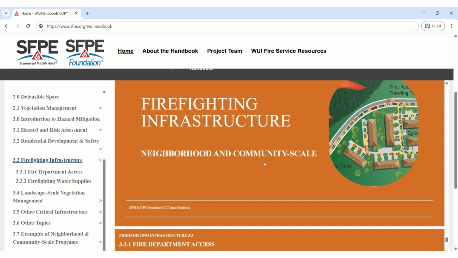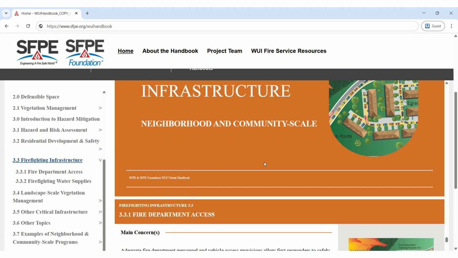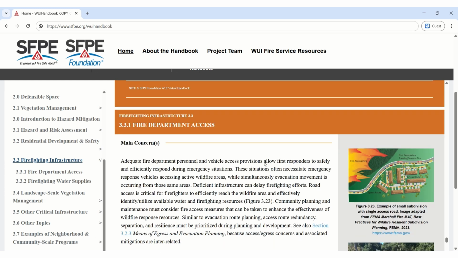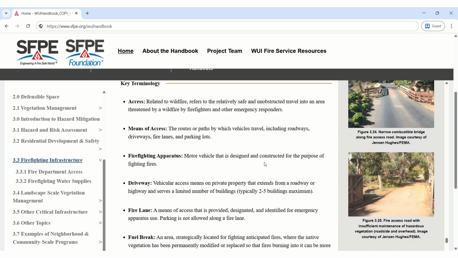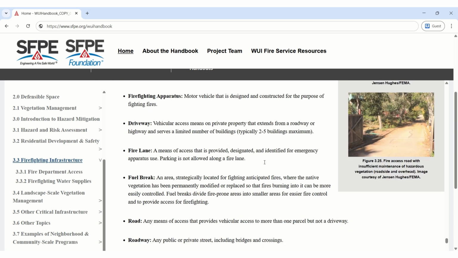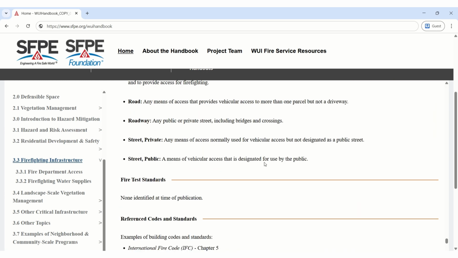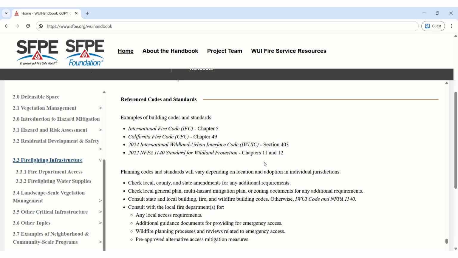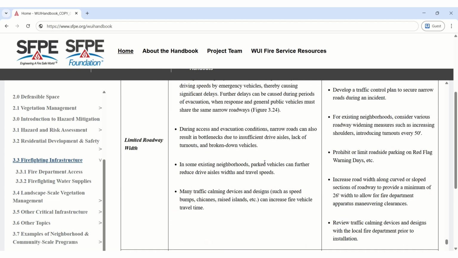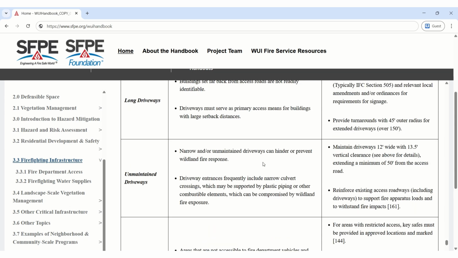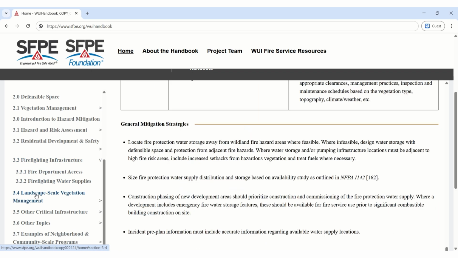Information about using the first two sections of the handbook, structural hardening and defensible space, is discussed in greater detail in another video in this series, Using the Handbook to Engage with Property Owners. Using the third section of the handbook, neighborhood and community level hazard mitigation, is explained in our video entitled Using the Handbook to Engage with Community Leaders.